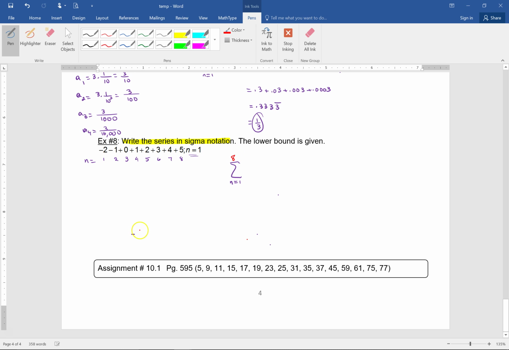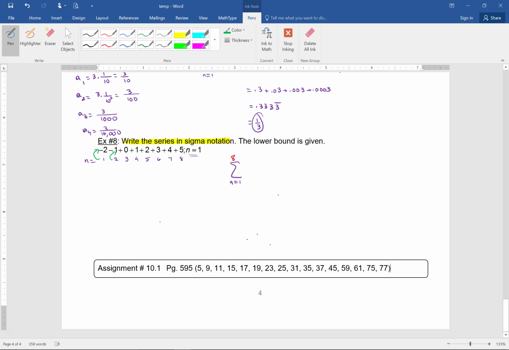Okay? Now, what you have to do is not like before, where you were looking for a pattern between consecutive terms. You have to find the pattern that relates the value of n to the entry itself. So how are 1 and negative 2 related? How are 2 and negative 1 related? How are 4 and 1 related? What do you do? You subtract 3.